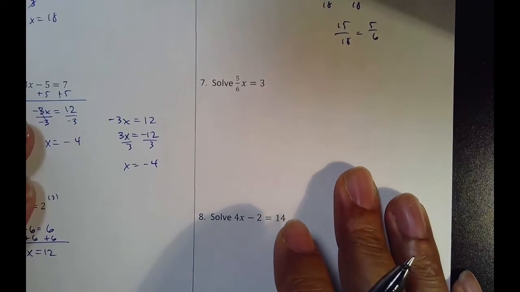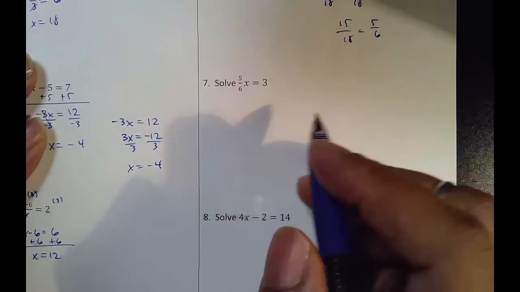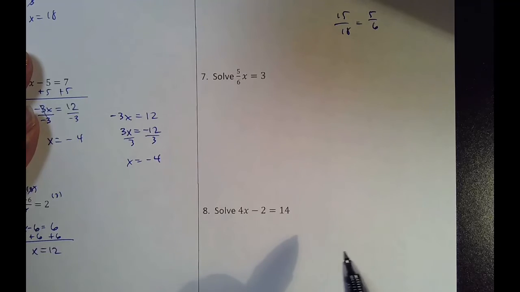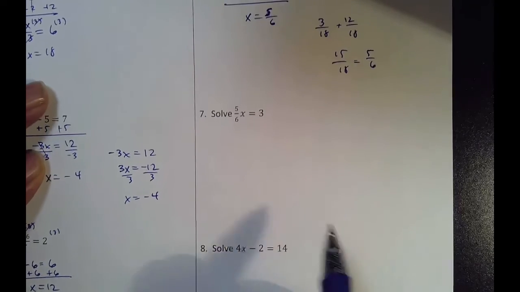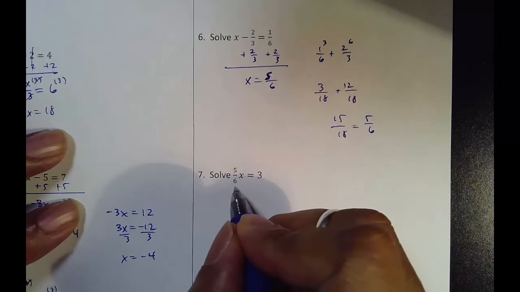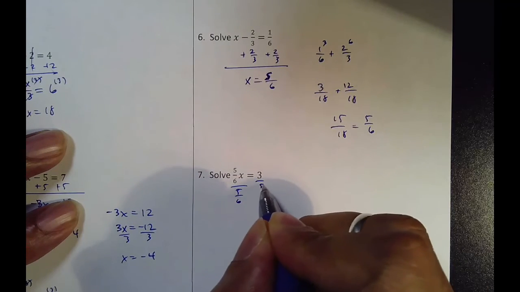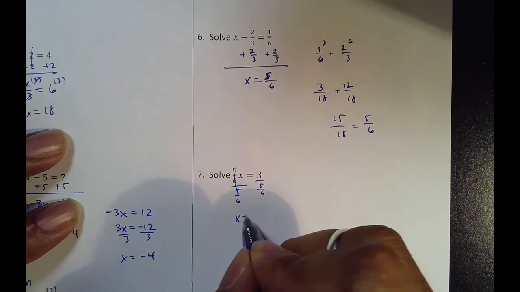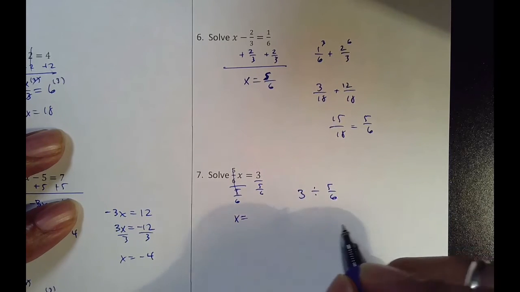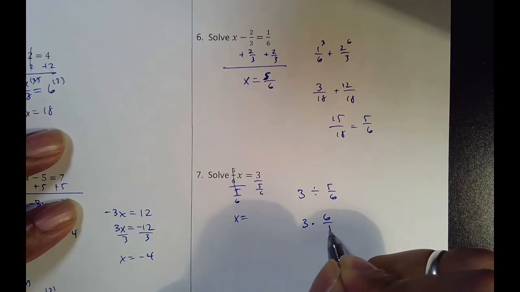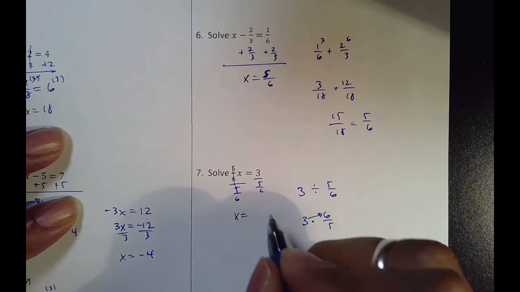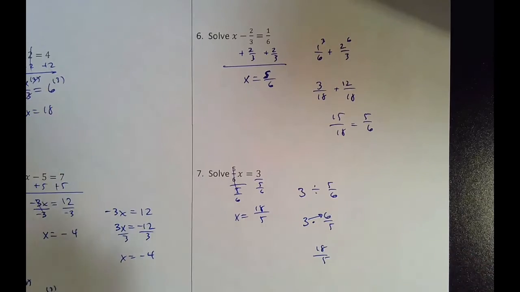Number 7, 5/6 x equals 3. Again, looking at this and trying to identify the operation is a matter of just looking at it and identifying the operation. That's 5/6 times x. So that means we want to divide by 5 over 6. These two things go away. 3 divided by 5/6 is what I'm looking at, which means I'm actually doing 3 times 6 over 5, which means I'm sending 3 up to the 6, which is 18 over 5, which is my final answer.